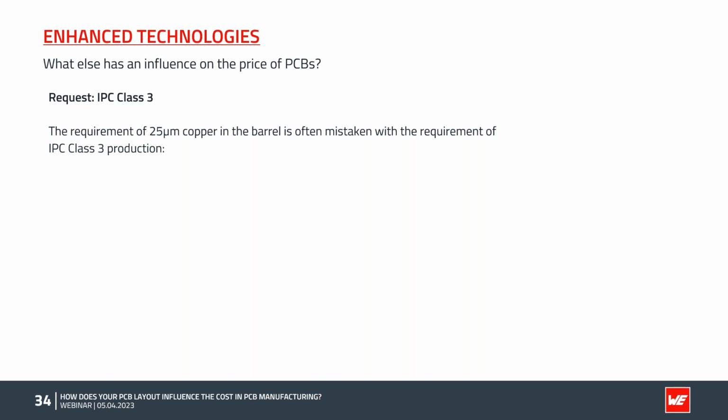And yeah, you maybe have seen that 25 micron copper is part of the requirement from IPC class 3. So yeah, that's fine. I just write down IPC class 3 production. So then I can get 25 micron copper in the barrel. That would work, but please take in mind IPC class 3 is not only 25 micron copper in the barrel, it has much more requirements behind. 25 microns copper barrel is just one part of this requirement.